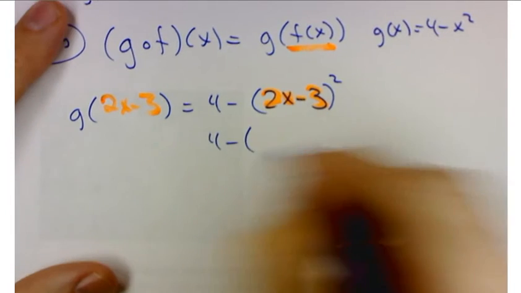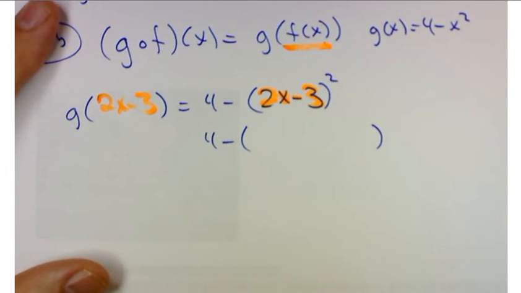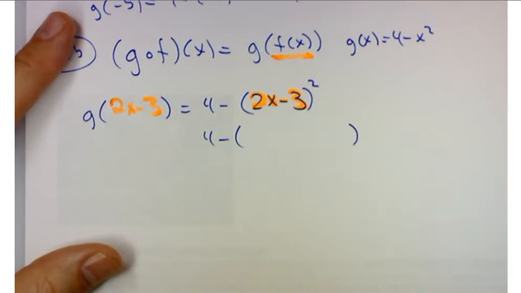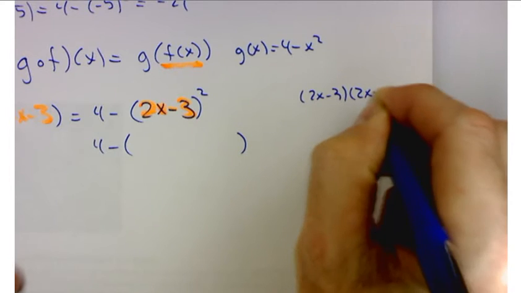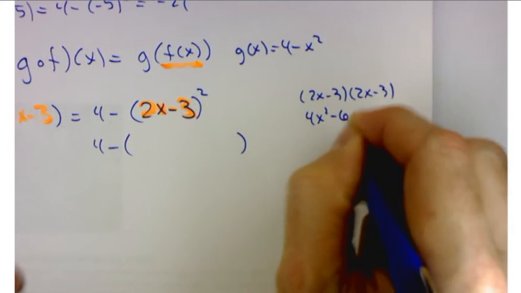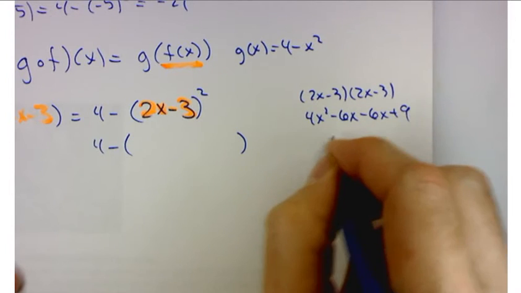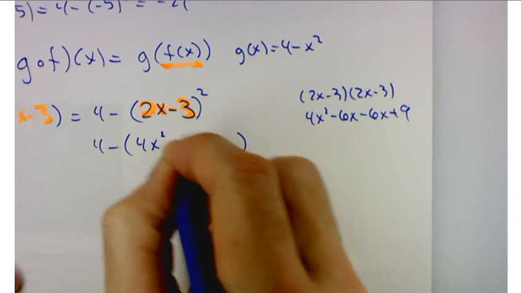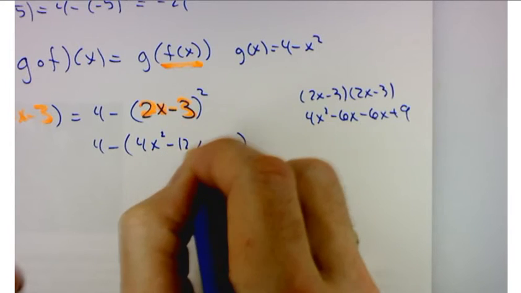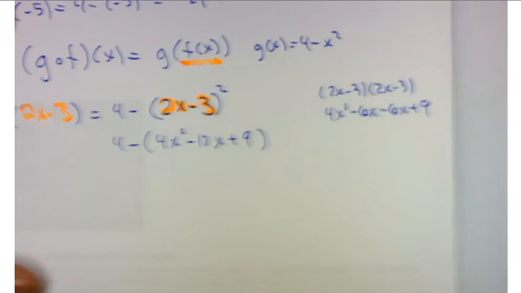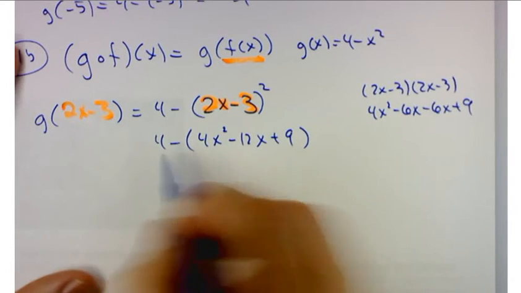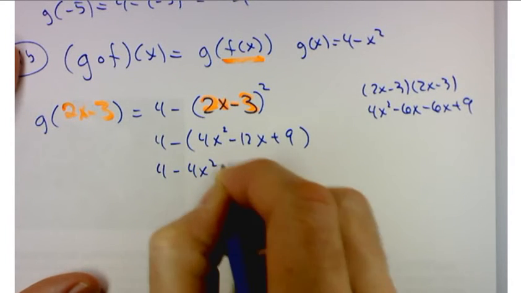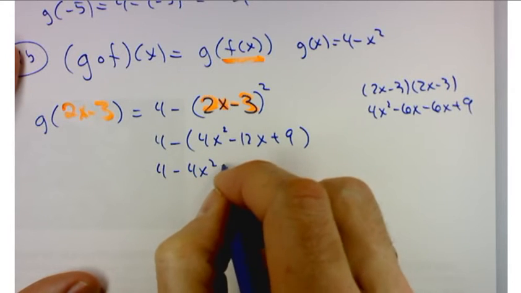Go off to the side and write, say, 2x minus 3 times 2x minus 3. That gives you 4x squared minus 6x minus 6x plus 9, and when you combine like terms, 4x squared minus 12x plus 9. The last part of this will be to distribute the negative and then collect like terms. So 4 minus 4x squared plus 12x minus 9. And the like terms you can combine are the constants.